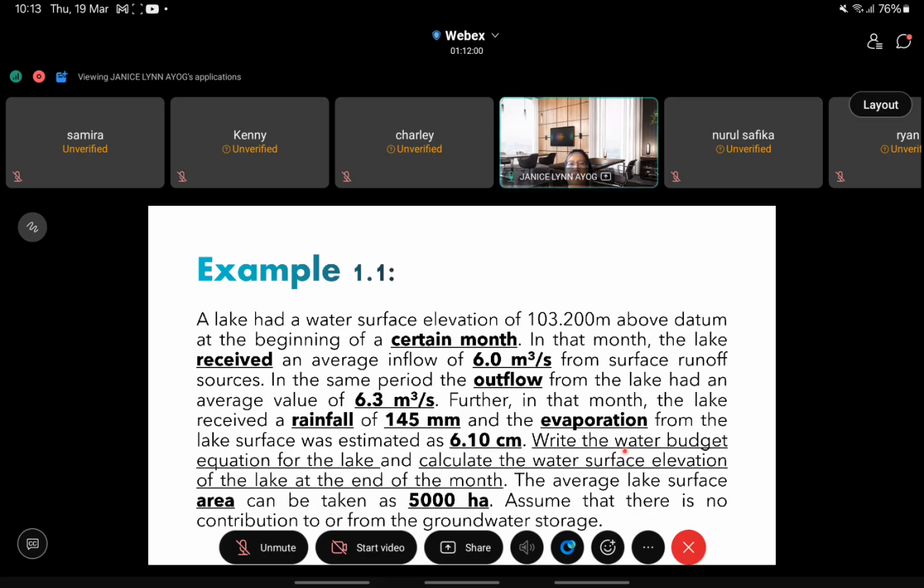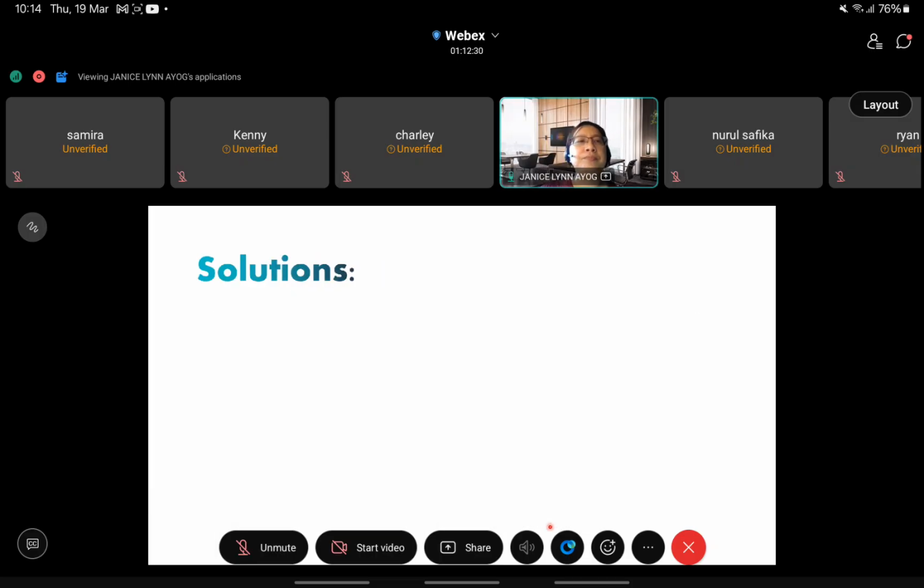You have to write the water budget equation for the lake and then calculate the water surface elevation of the lake at the end of the month. The average lake surface area can be taken as 5,000 hectares. I simplify it here as HA, but it's actually hectares. Assume that there is no contribution to or from the groundwater storage, so we ignore the contribution of groundwater storage.